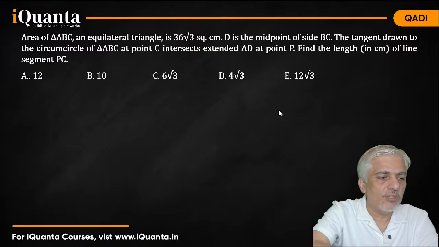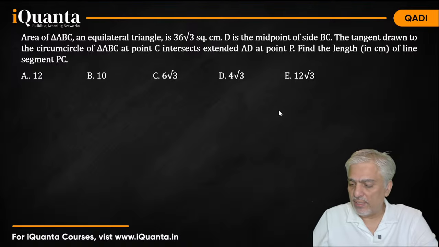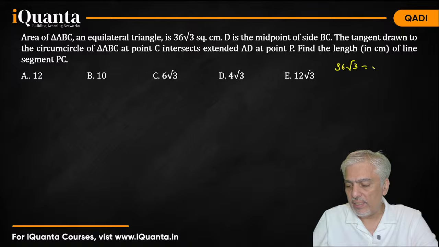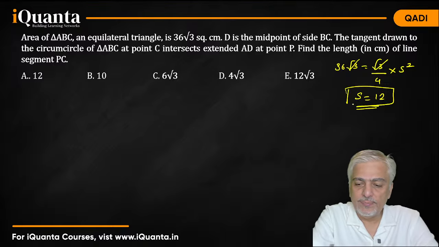Let's see the question. Triangle ABC is an equilateral triangle with area 36 root 3. So even before I go ahead, let me calculate the side. 36 root 3 is root 3 upon 4 into side square. Root 3 cut. 36 4s is 144. So side is 12. Side is 12. Okay, let's go ahead.